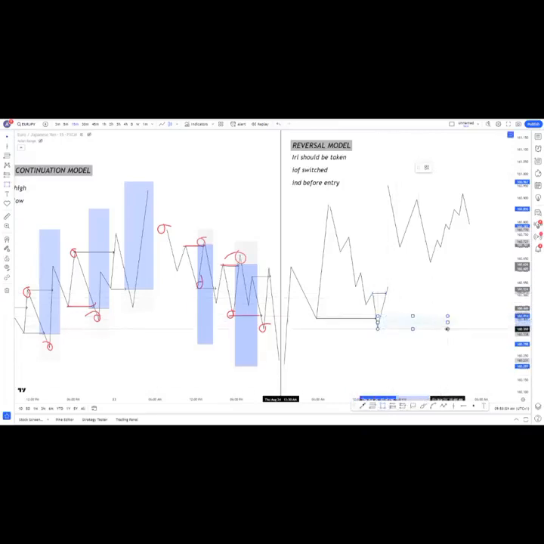This is why most change of character setups don't usually work out, because if you remember our continuation model, price has been selling. Price took out the internal range. So what did price give us? Price gave us a high, a low, and internal range liquidity. So there is a possibility price could just take out this internal range and sell. Now, this is why in most cases change of character usually fails.